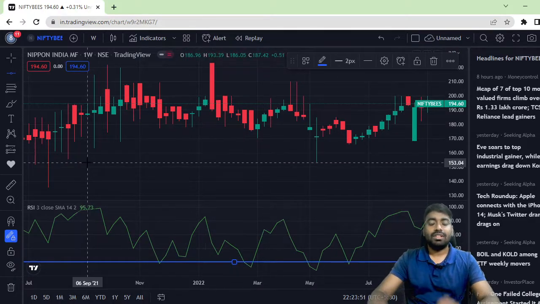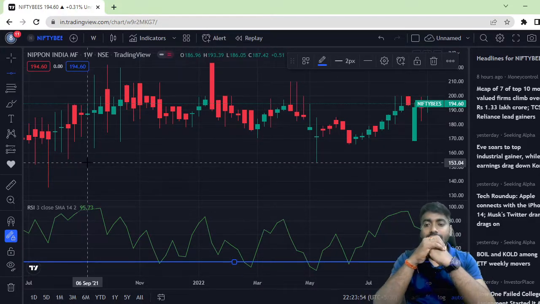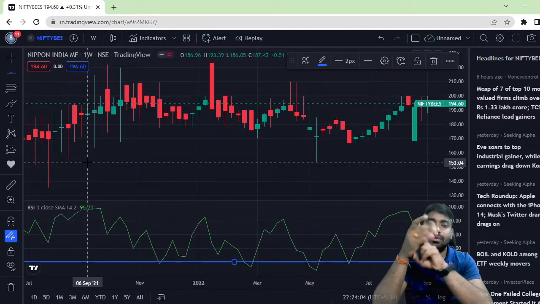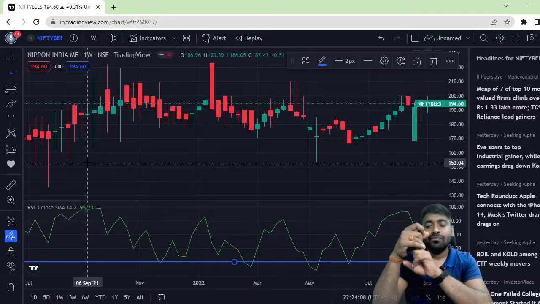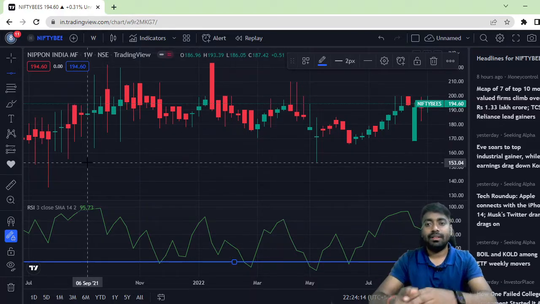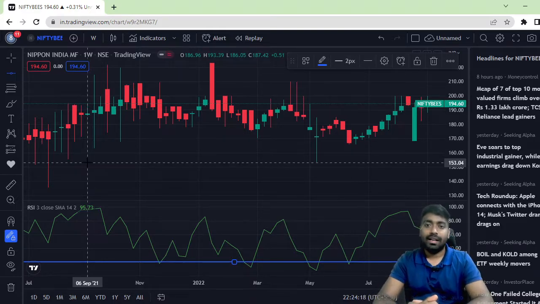So remember what strategy we are going to use. The strategy is that we have to use the weekly chart. The RSI we have to put is a 3 weeks RSI, that means we put the length as 3. Once you put that, whenever the index is sold excessively, or has become oversold, that time we will accumulate and invest the money.